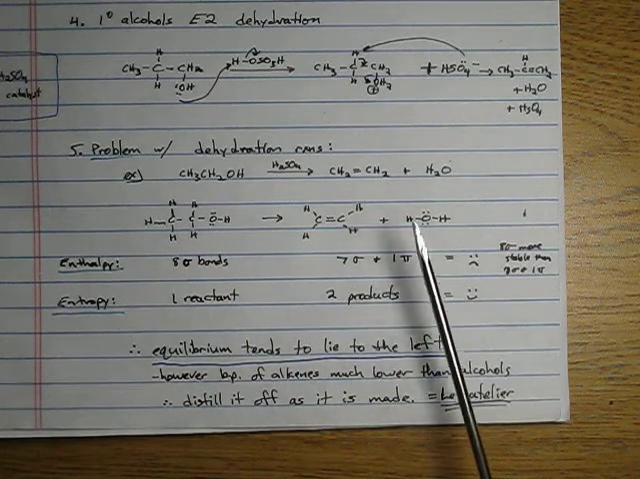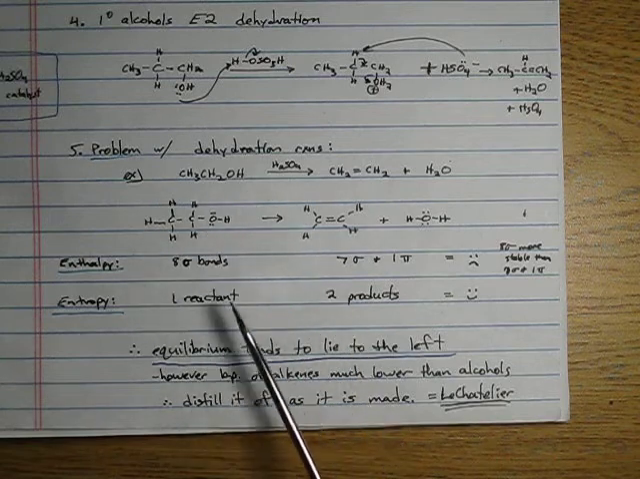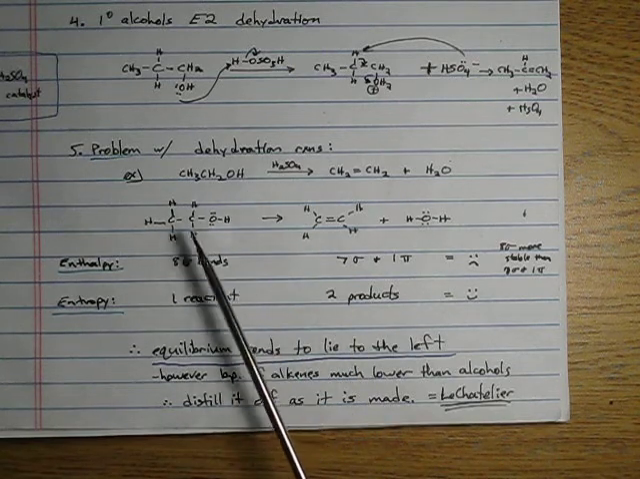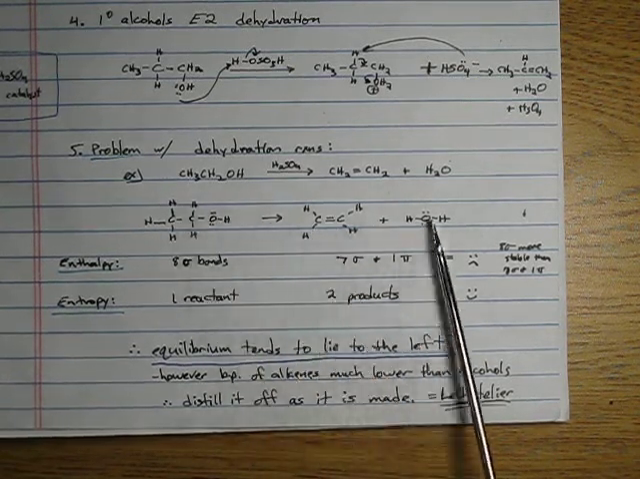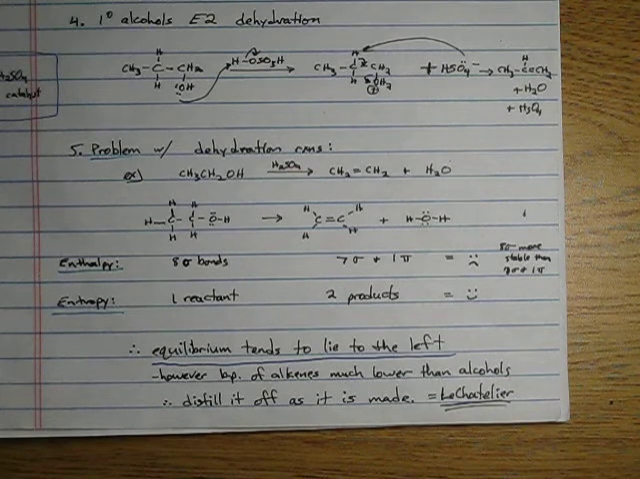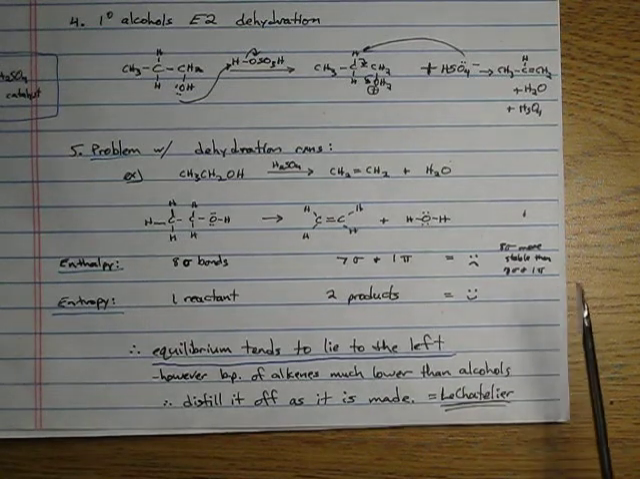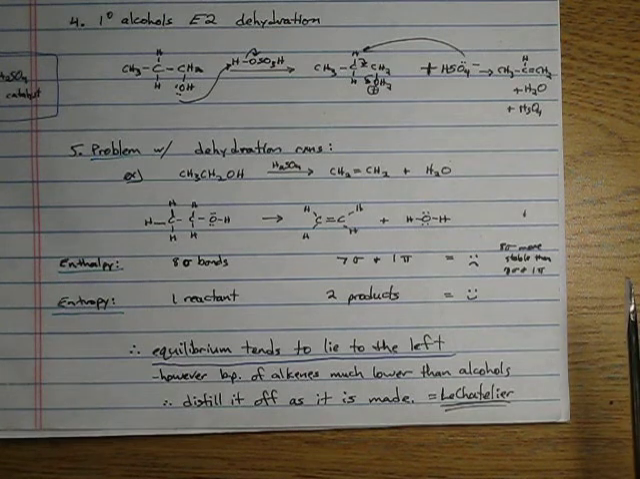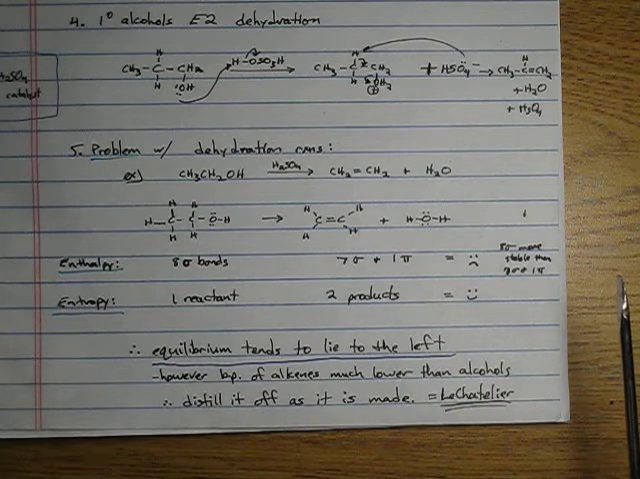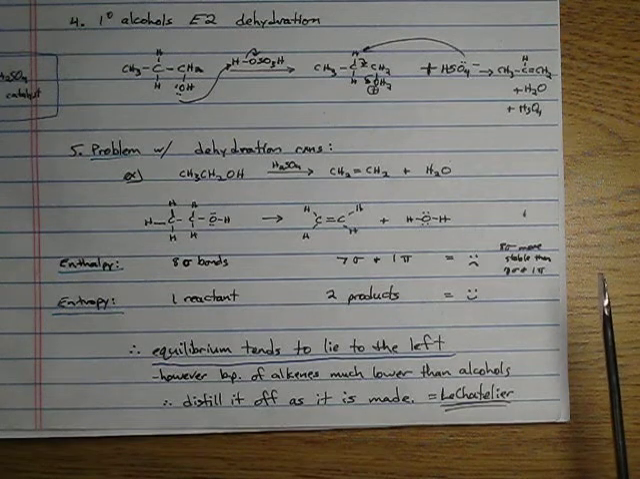Now, one could look at the entropy. Okay, well, let's look at the entropy of this reaction. We've got one reactant, we've got 2 products. 2 products means more randomness can be had with 2 products. So the entropy is actually favorable because we make 2 products. However, recall from last chapter with delta G equals delta H minus T delta S, what's the more important term? Enthalpy delta H or entropy delta S?